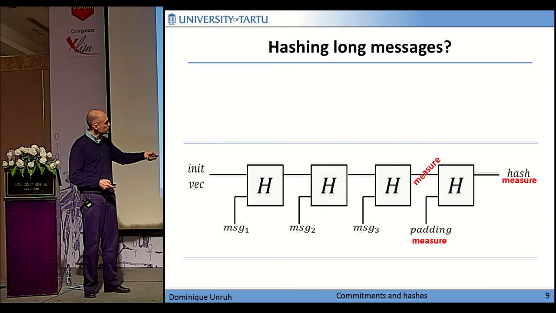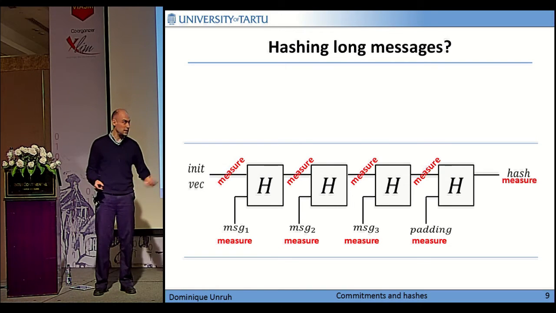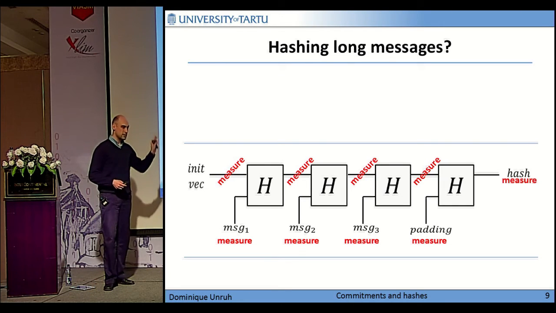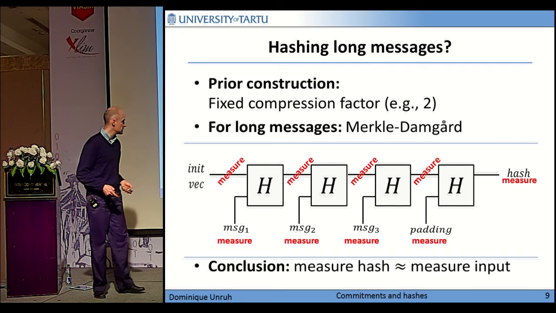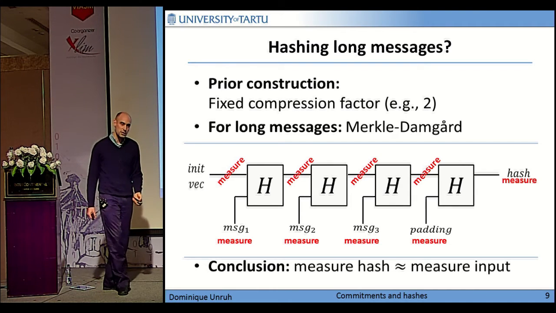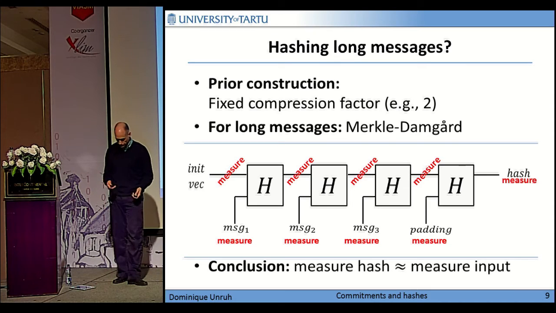And now the output of this function is measured, which will be indistinguishable from measuring this and those inputs, and so on. This is a bit simplified because we can't do an induction over the length because it's dynamic, etc. But the basic intuition of what's happening is captured by this. And that means that measuring the hash of the function is indistinguishable from measuring the input, and we said that is what we mean by a collapsing hash function.